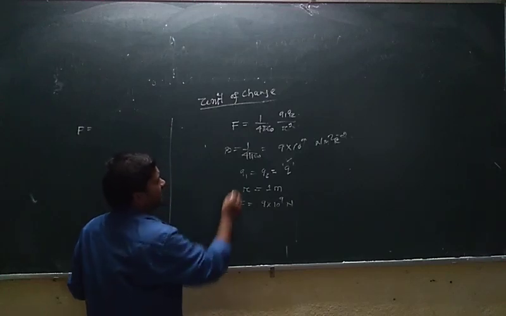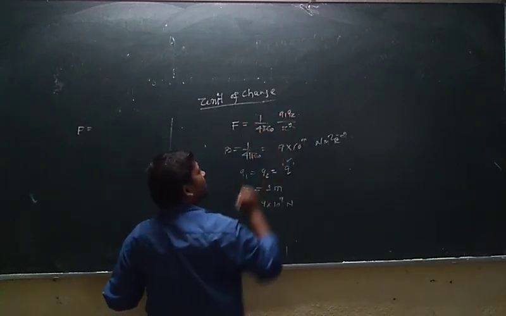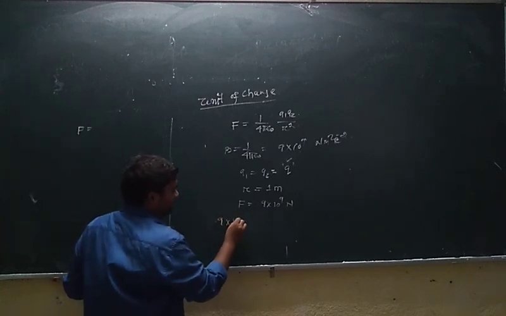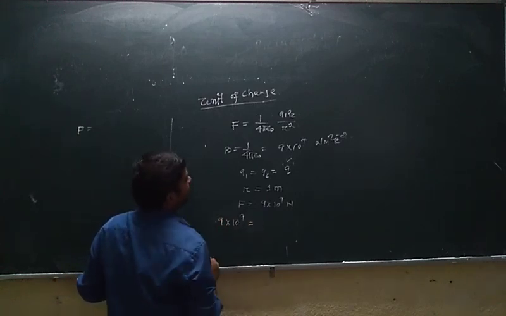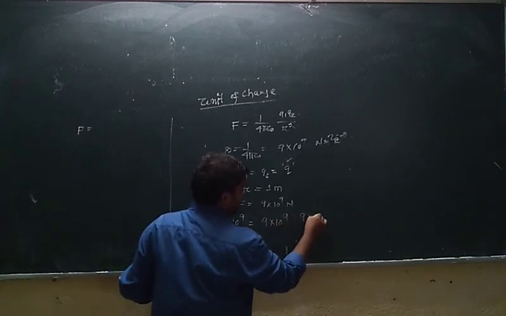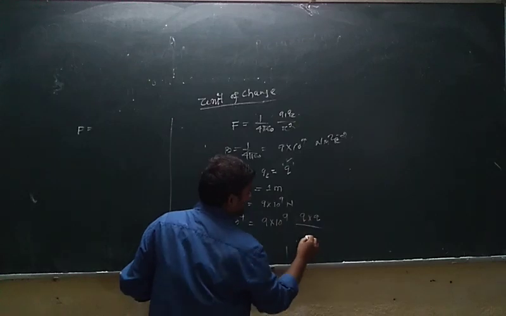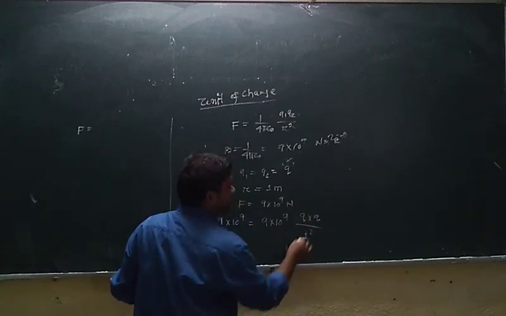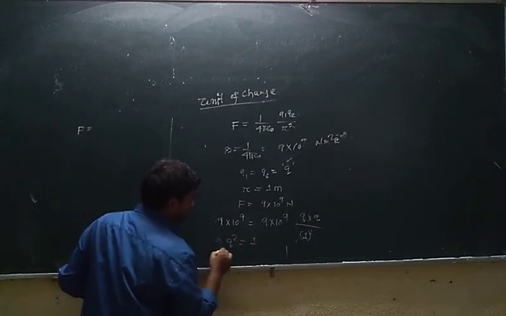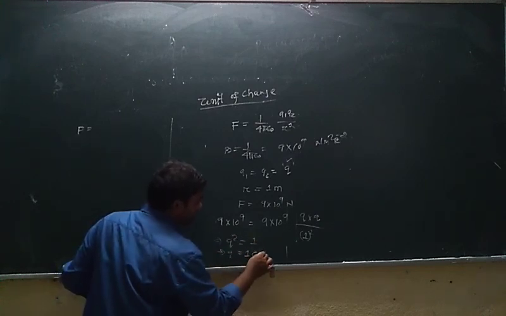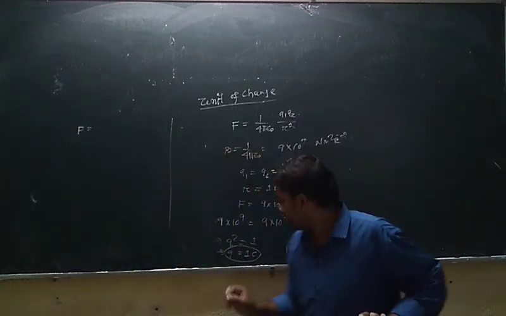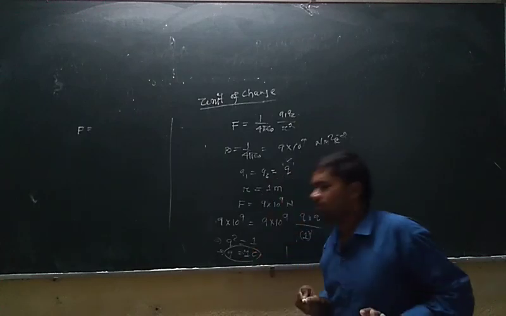So F equals 1 by 4 pi epsilon 0 q1 q2 by r square. If you substitute here, 9 into 10 to the power 9 equals 9 into 10 to the power 9 times q into q divided by 1 square. So that will be q square equals 1, which implies q equals 1 coulomb. So that will be plus or minus 1 coulomb.